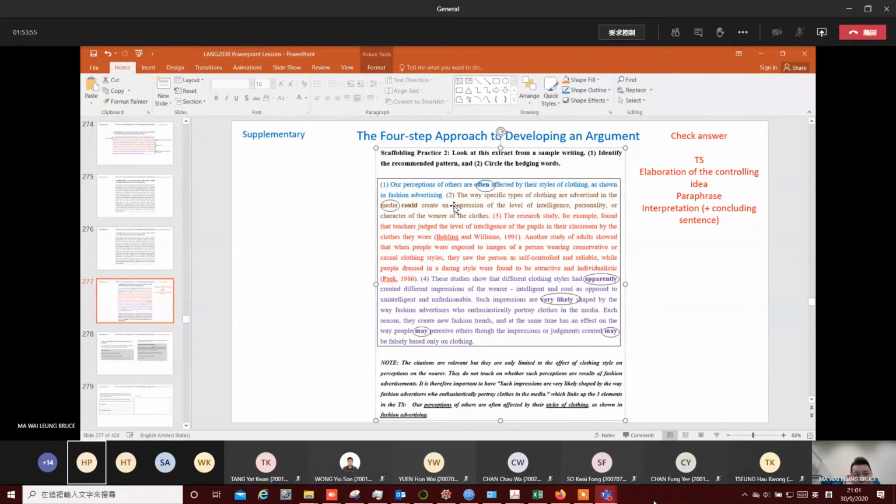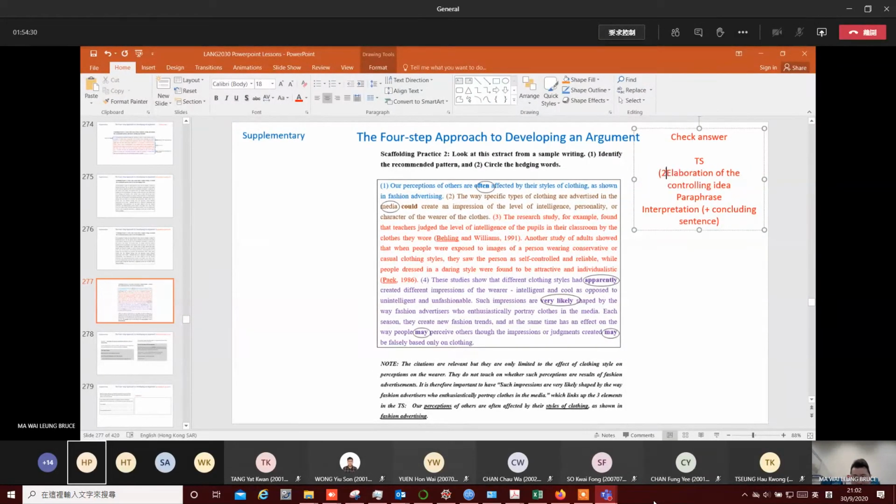So why do we think that our perceptions of others in the media may be affected by the style of clothing? Why do we have such an association? We judge others through their clothing because somehow we are affected by the media, right? The way we judge people, how they look, what their features, what their quality is about, is based on the clothing, because this judgment is affected by the media to create impression of the levels of intelligence, personalities, and character of the wearer of the clothes. So this one, number 2, is the elaboration. Number 1 is the topic sentence.